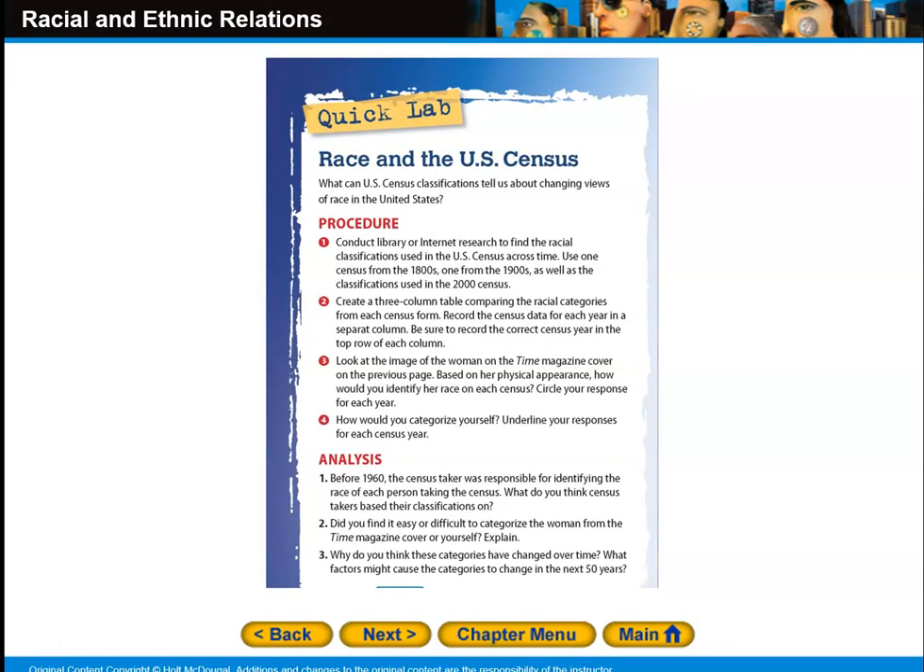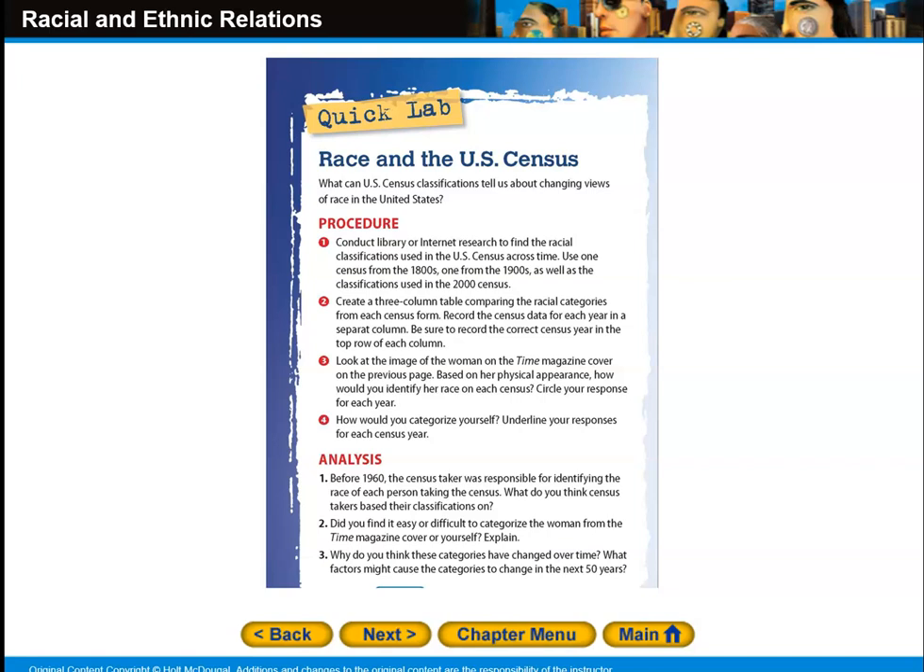Race in the United States Census. What can U.S. Census classification tell us about changing views of race in the United States? If you conduct library or internet research to find the racial classification of the U.S. Census across time, use one census from the 1800s, one from the 1900s, as well as the classification used in the 2000 or today's 2020 census. Create a 3-column table comparing the racial categories. From each census form, record the census data for each year in a separate column. Be sure to record the correct census year in the top row of each column.